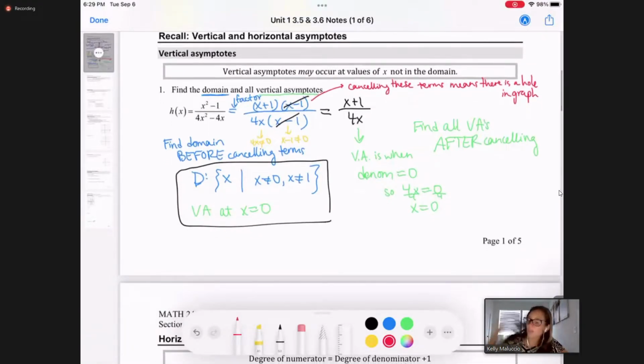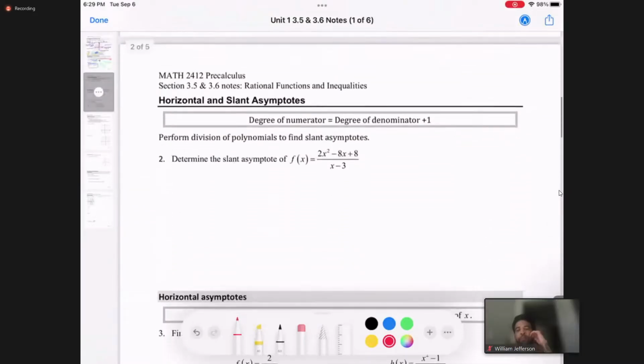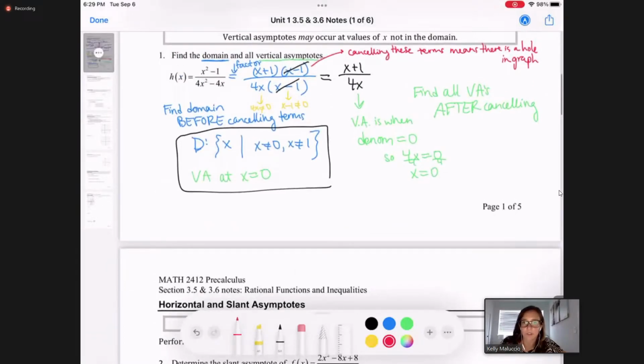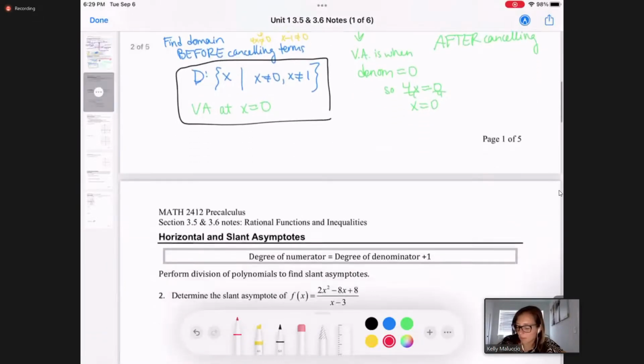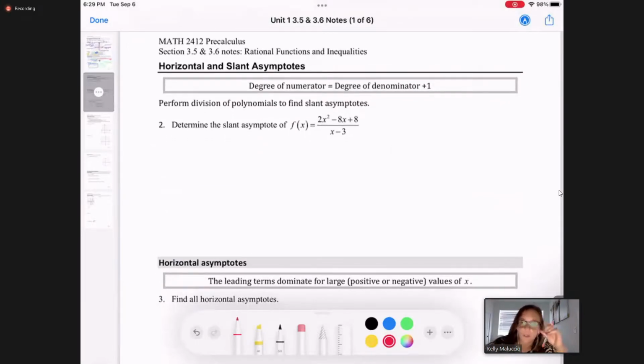All right, so that was the vertical asymptotes, right? So now we're looking at horizontal and slant. Okay, this might get a little more tricky, and hopefully everyone's good with this. But we're going to try to make it so that we all remember what's going on, and it will be okay. So we're going to look at horizontal and slant asymptotes.